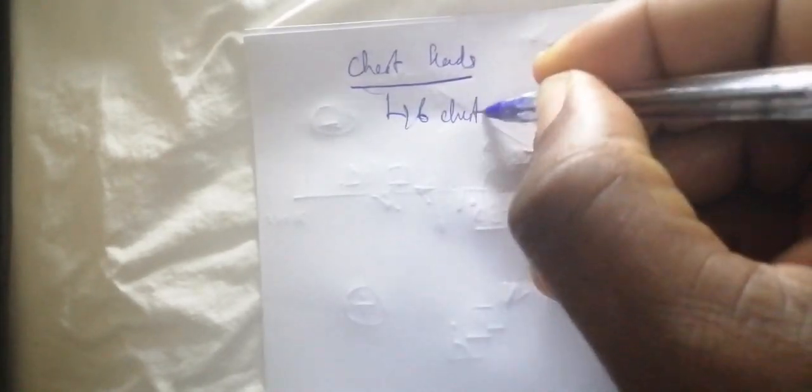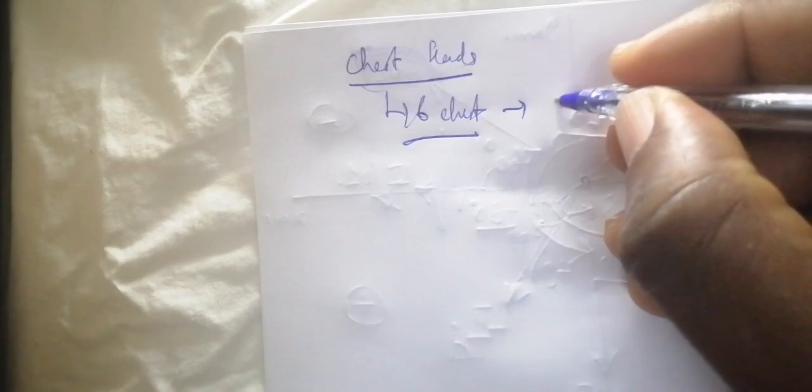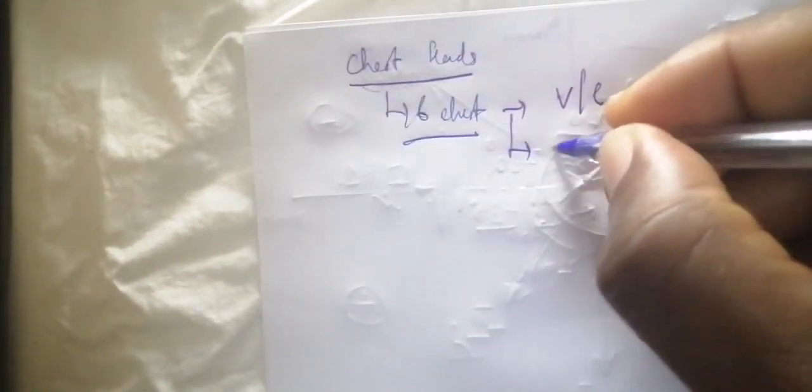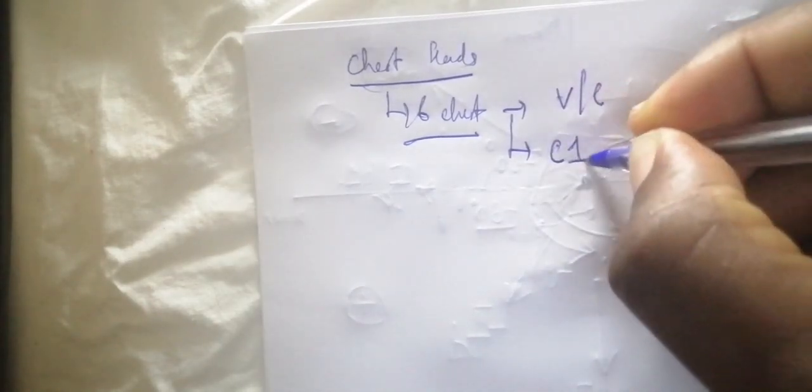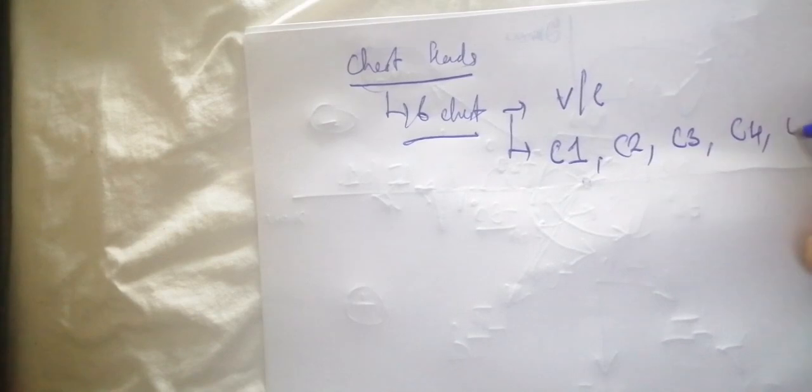Hello, in this new tutorial we're going to visualize the chest leads. We need to know that we have 6 chest leads, and they are generally called either the V's or the C's. So you have chest lead 1, that is C1, then C2, C3, C4, C5, and then C6.